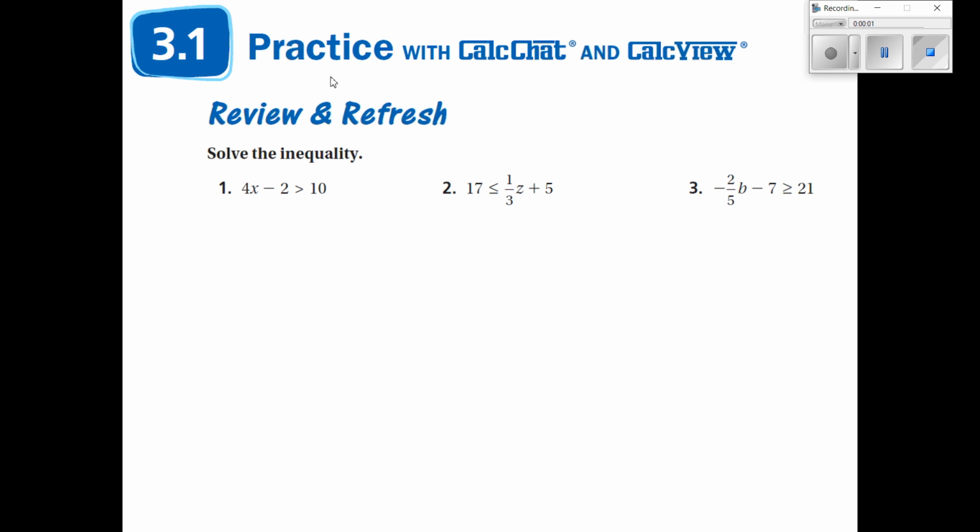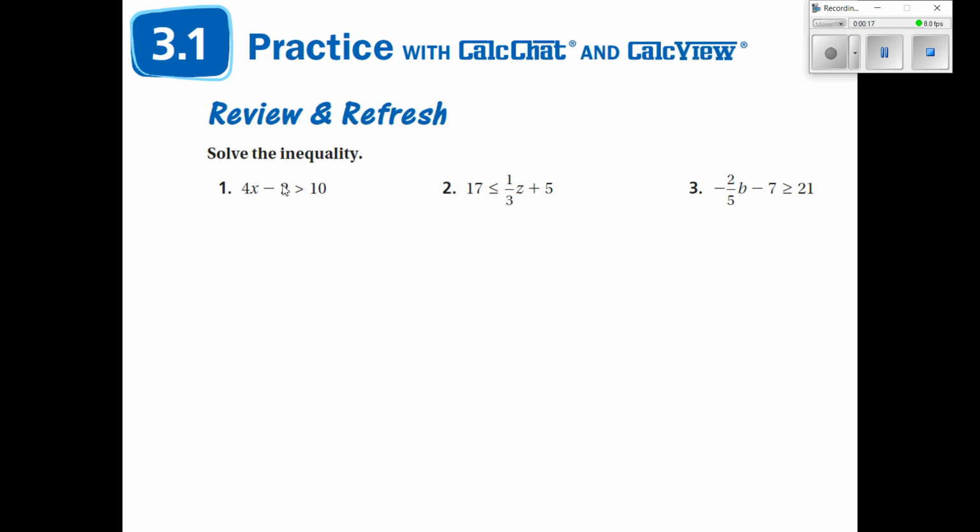My seventh graders, let's go ahead and knock out this homework. I'm going to solve the inequalities. I'm going to do this really quick. First of all, we see that we have 4x minus 2 is greater than 10. I need to get x by itself and combine these like terms that are on opposite sides.